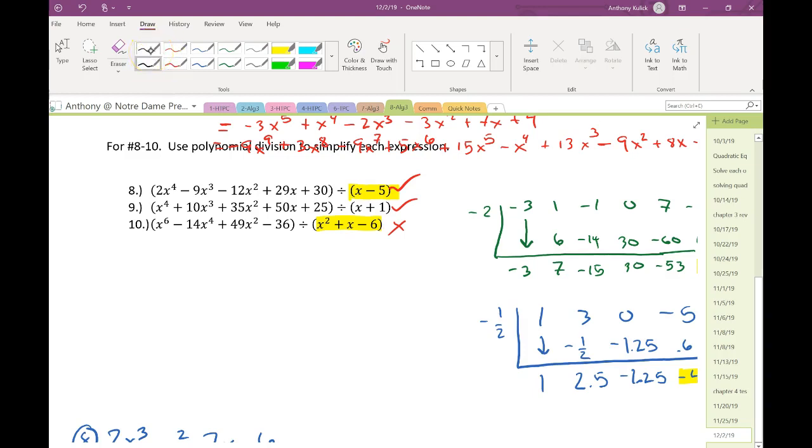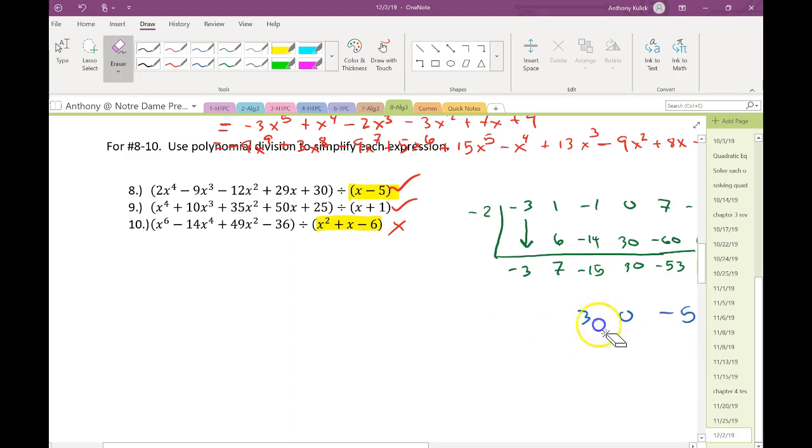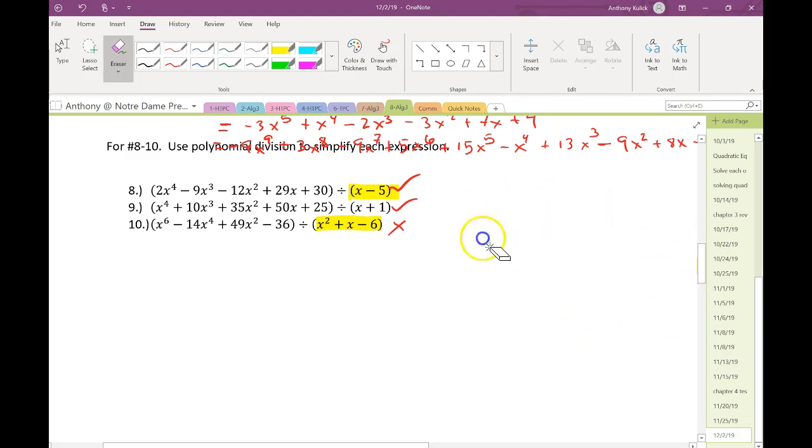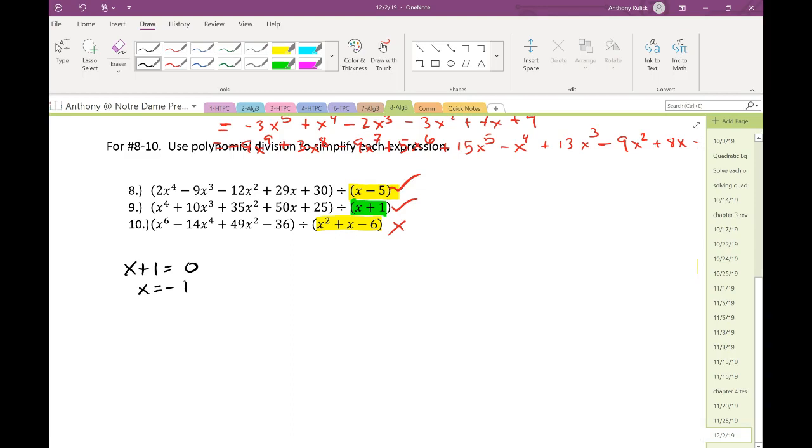All right. So let's look at an example, and in fact, let's just use 9 as our example. I'm just going to get that stuff out of the way. What we're going to do is take the divisor, set it equal to 0, and solve. So when I do that, I get x equals -1. Everybody okay with that idea?